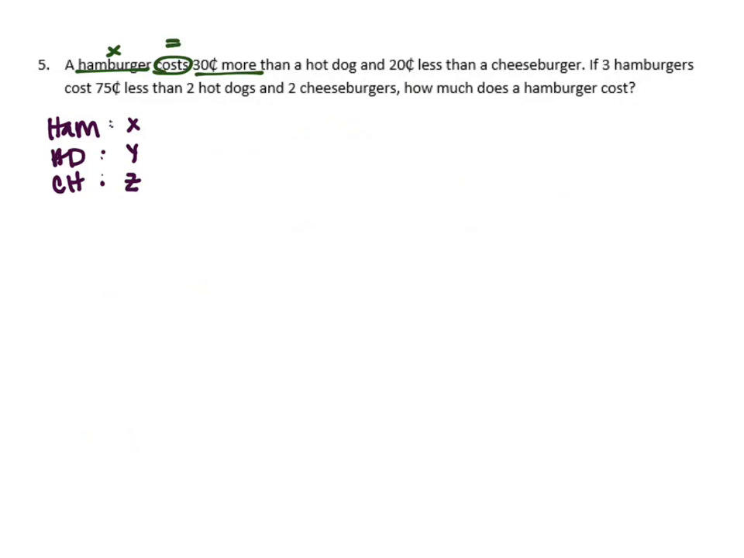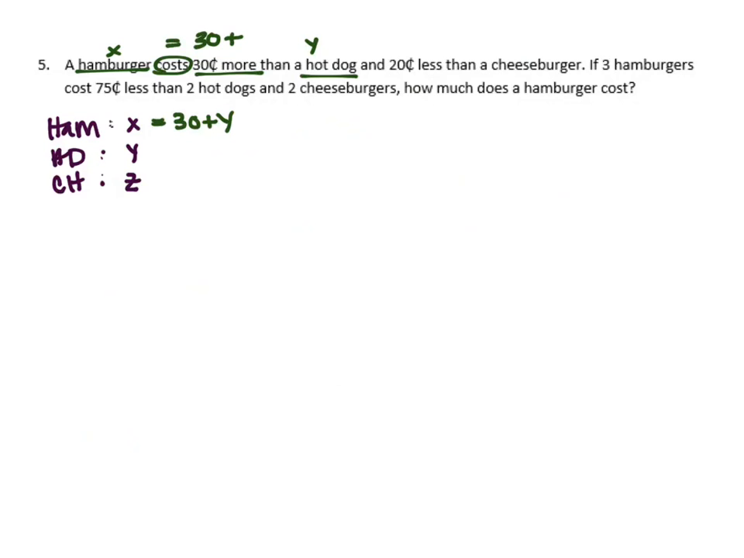Now, as long as I know that I'm working with cents, I'm going to leave this as a whole number instead of making it a decimal. So 30 more is going to be 30 plus a hot dog. And a hot dog is Y. So I know that X is equal to 30 plus Y.